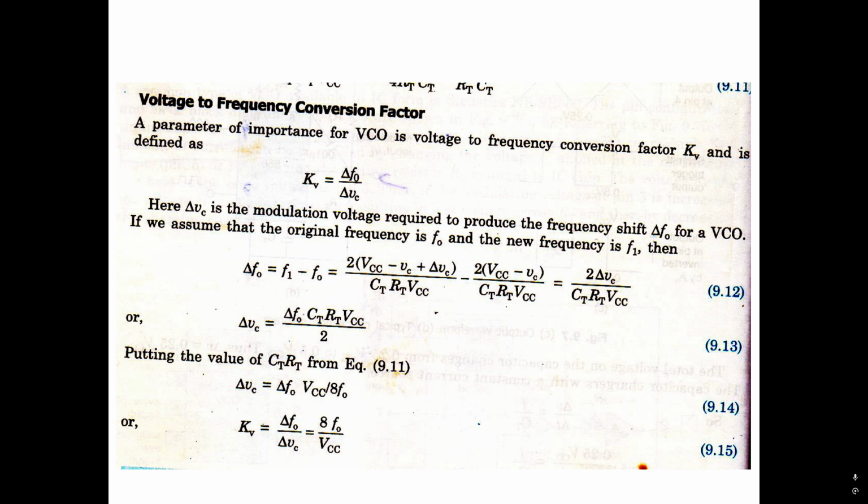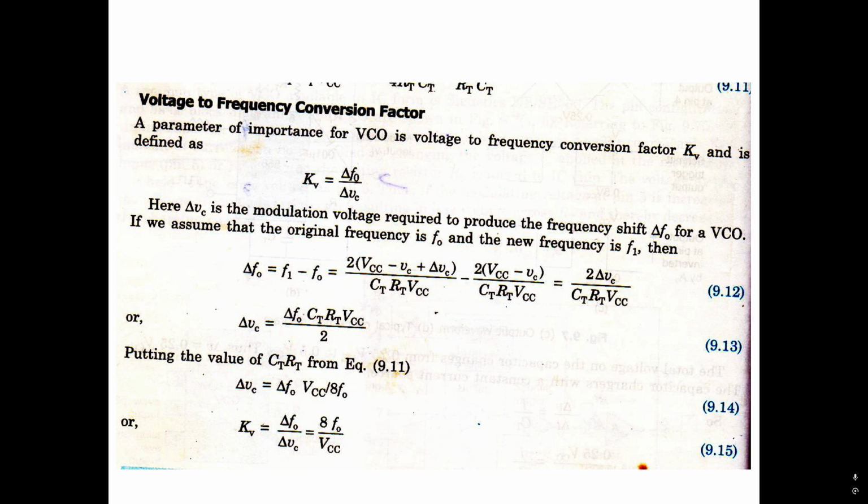delta f0 equals f1 minus f0, equals 2 (VCC minus VC plus delta VC) divided by CT RT VCC, minus 2 (VCC minus VC) divided by CT RT VCC. If you simplify this, you get delta f0 equal to 2 delta VC divided by CT RT VCC, or delta VC equal to delta f0 CT RT VCC divided by 2.